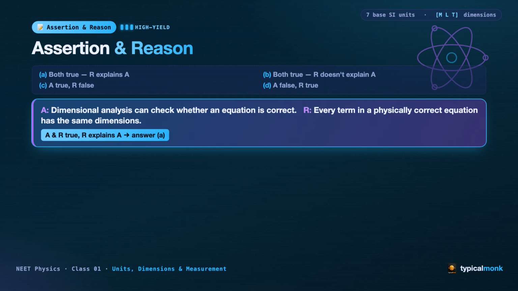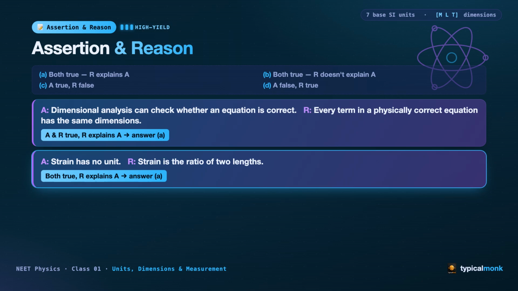First one. Assertion: dimensional analysis can check whether an equation is correct. Reason: every term in a physically correct equation has the same dimensions. Think like Leah, check each statement alone, then check the link. Is the assertion true? Yes. Is the reason true? Yes. And does the reason explain the assertion? Perfectly. Homogeneity is exactly why the check works. Both true, reason explains, option A.